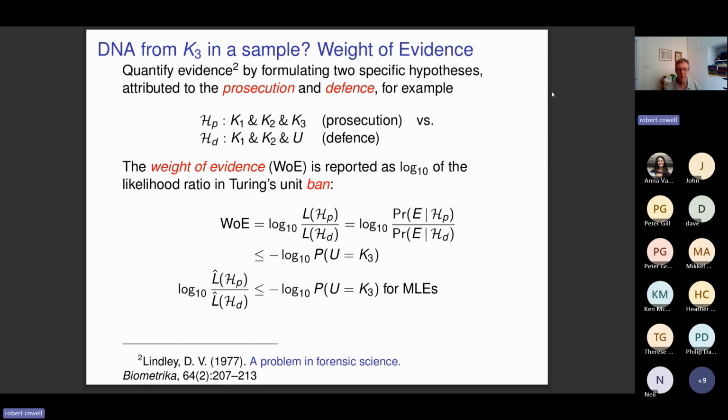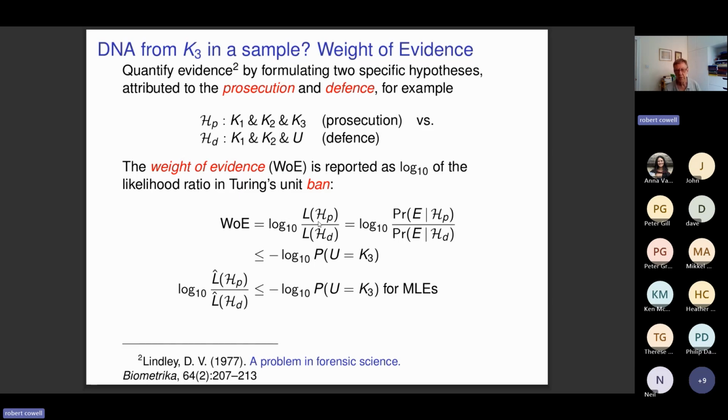Now, given those two hypotheses, we calculate the likelihoods based on the peak heights we've observed and calculate the likelihood ratio. We take the base 10 logarithm, and this number is called the weight of evidence, measured in units of bans. So one ban is 1 unit on the log base 10 scale. Weight of evidence, if it's positive, is evidence in favour of the prosecution. The greater the weight of evidence, the stronger the prosecution's case.